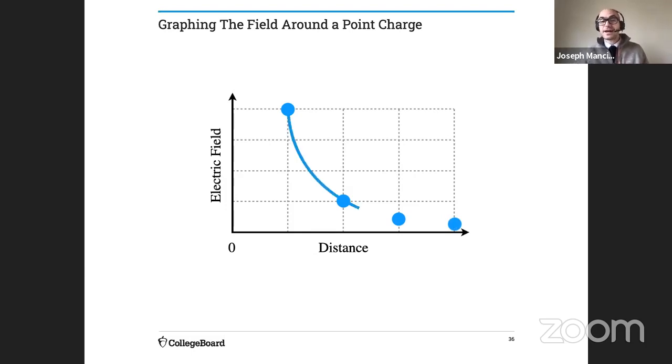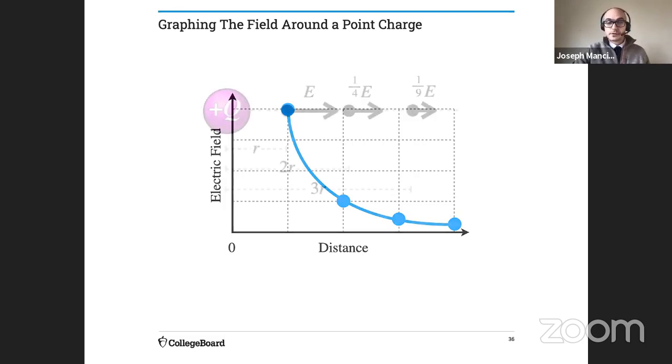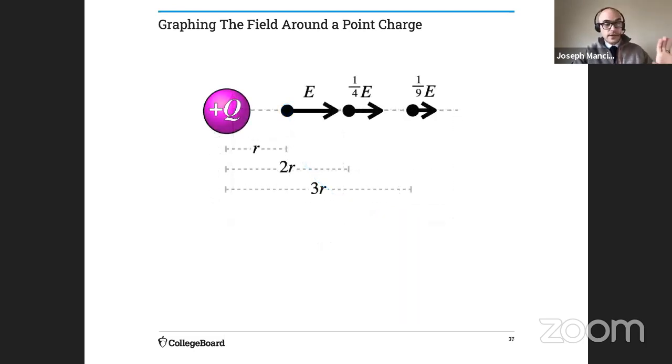Now you may have to identify a good sketch of electric field, and a good sketch of electric field would be one that shows this 1/r² relationship. So again, there's the image showing the calculated electric fields.